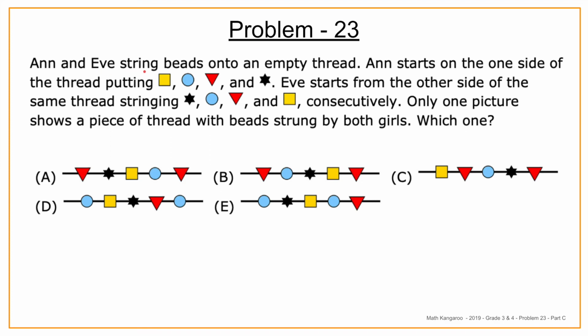Problem 23. Anne and Eve string beads onto an empty thread. Anne starts on one side of the thread putting these beads. Eve starts from the other side of the same thread with these beads. Consequently, only one picture shows a piece of thread with beads strung by both girls. Which one? These are our options.